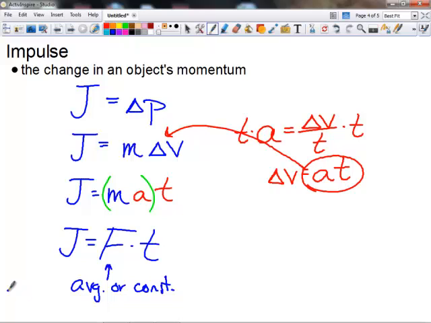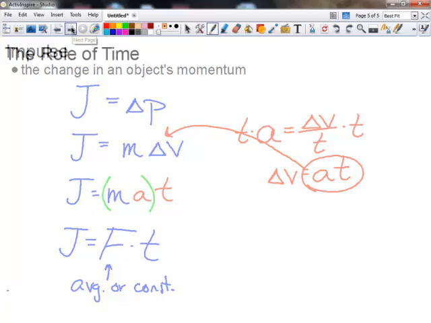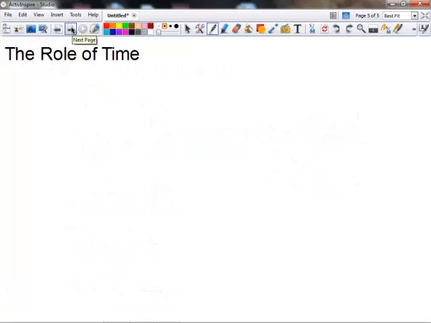This is very important for lots of different things in your everyday life. Okay? The role of time. All right? If we say that J equals F times T. Okay? Let's say we have two different eggs. We have one egg that's going to fall down onto a flat surface. It's going to fall straight down. What's going to happen to the egg? Of course, it's going to splatter everywhere.